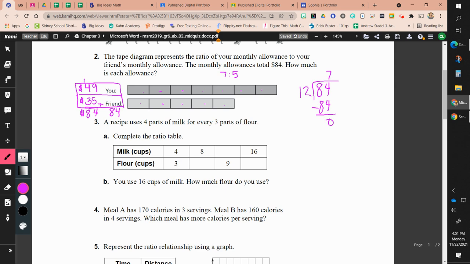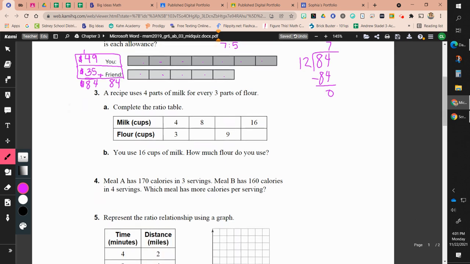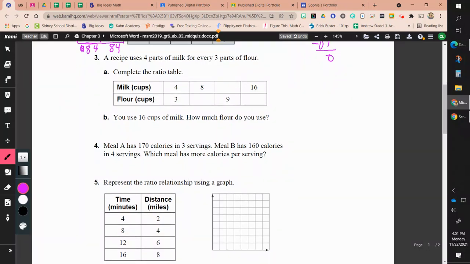Okay. Now we're going to use this ratio table to figure out the answers to A and B in question 3. A recipe uses 4 parts of milk for every 3 parts of flour. So if we need to complete the ratio table, we'll just use what we do know to figure out what we need to know. I can see 4 got bigger by 2 times. 4 times 2 gives us 8. So I'm going to make 3 bigger by 2 times, and my answer here will be 6.